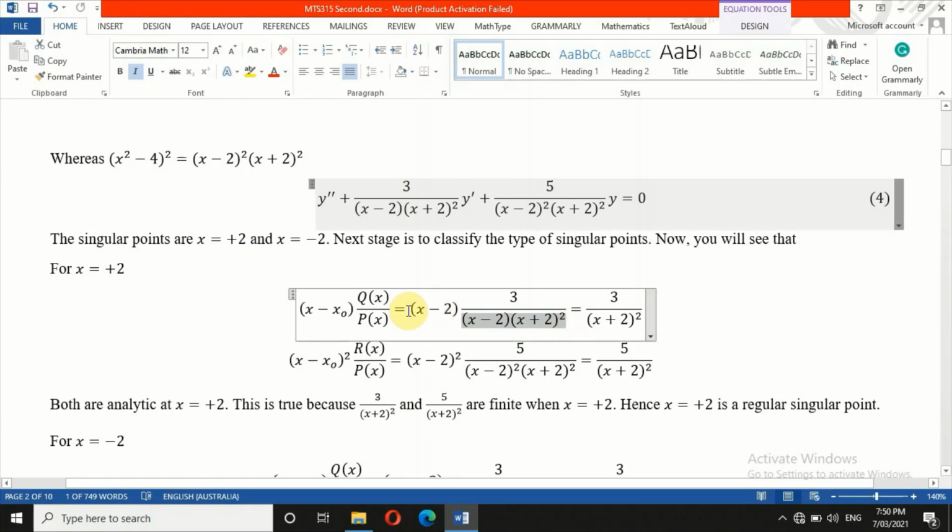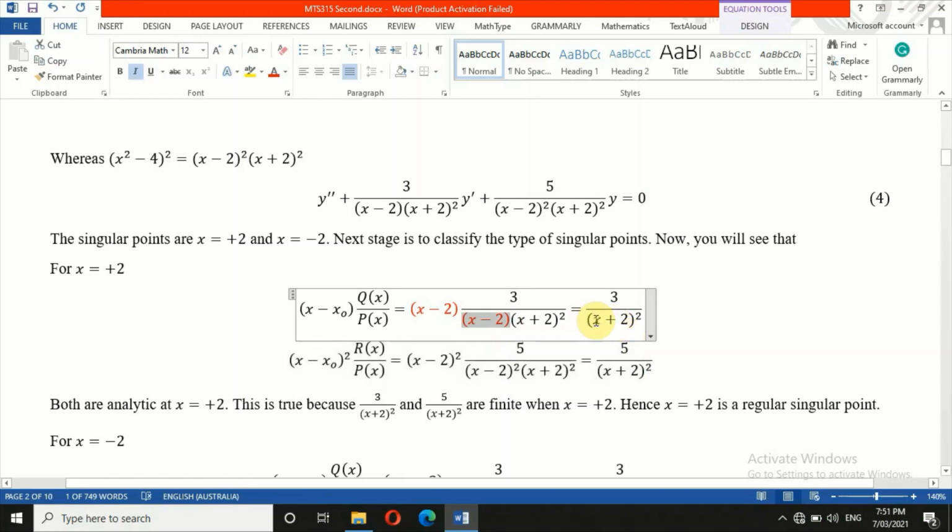So what's the next thing? This one here, we actually cancel this one here. Can you see that? Let me press Ctrl Z. Okay. This expression, let me highlight it red. We actually take care of this expression. So what remains is 3 over x plus 2 squared. So we have this. Now look at the second one again. But do you notice something?